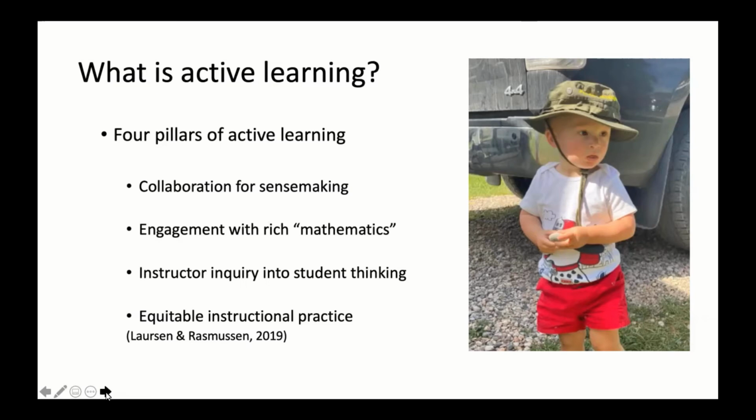I put the picture of my toddler there, who is now a year old, for a reason. When he goes out, he's always kind of active learning. He's looking at the world and using these four pillars, some more than others at other times. But how can we put this active learning into our classroom? And in our definition of active learning, we're going to use these four pillars: collaboration for sense making.